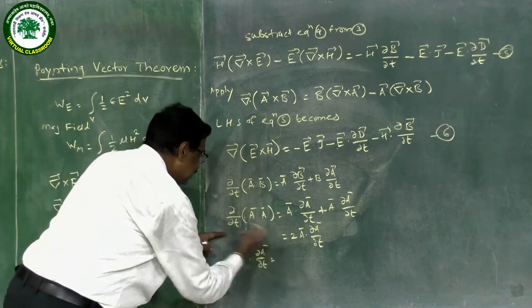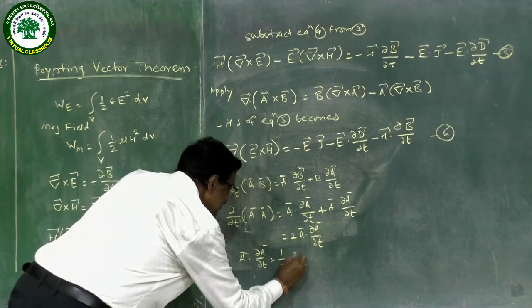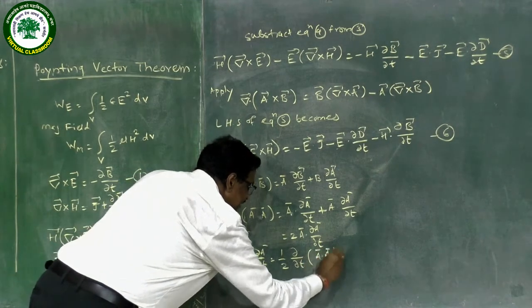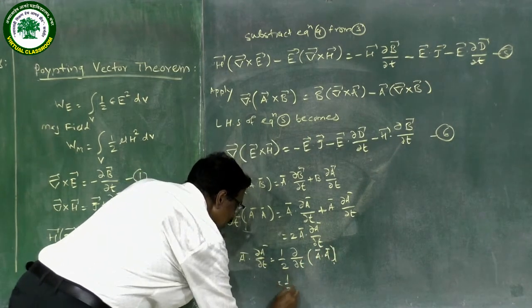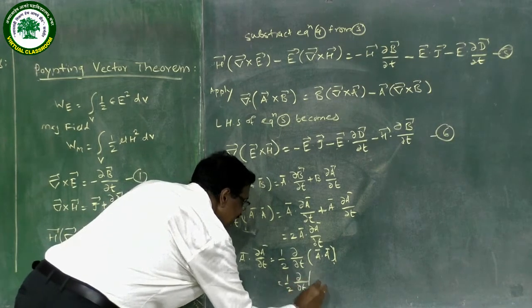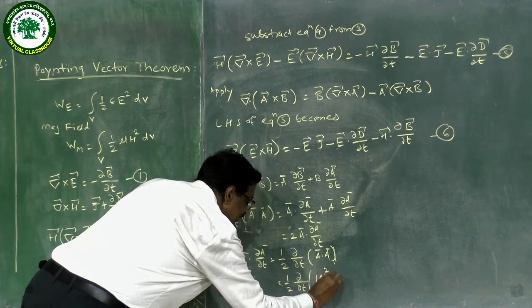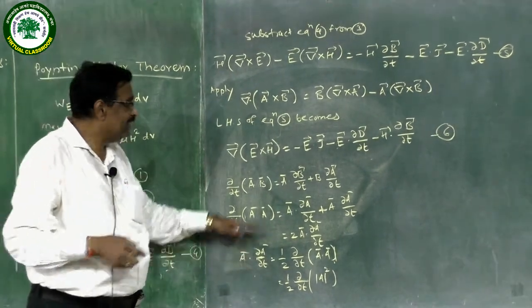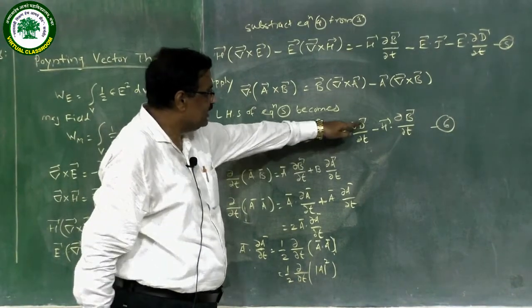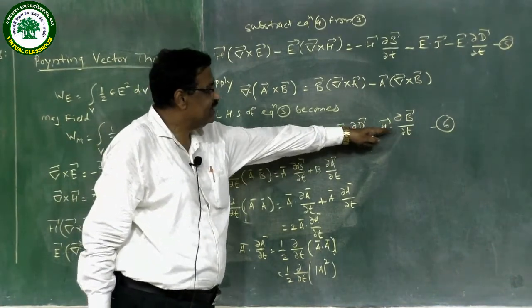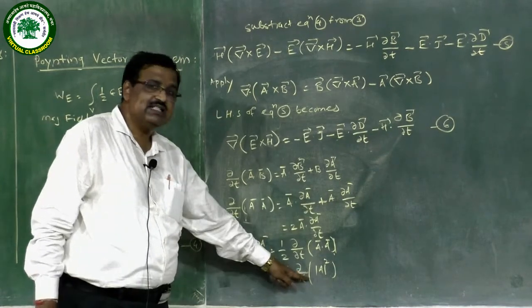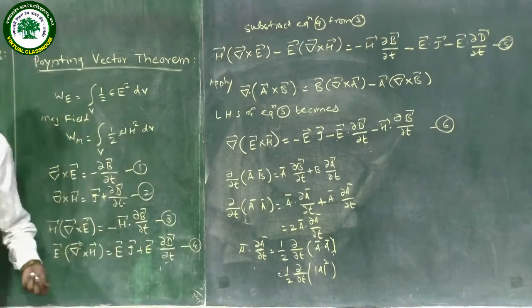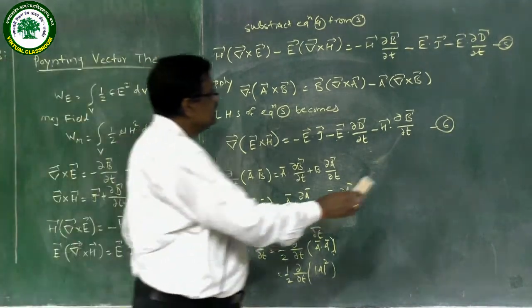It is equal to, taking 2 on the left hand side, 1/2 of the time derivative of A dot A. It is nothing but 1/2 of ∂/∂t of the magnitude squared of the vector, that is equal to A square. Using this, we may put this value in equation 6, that is E dot ∂D/∂t, and similarly H dot ∂B/∂t, in this form. So equation 6 can be rewritten.